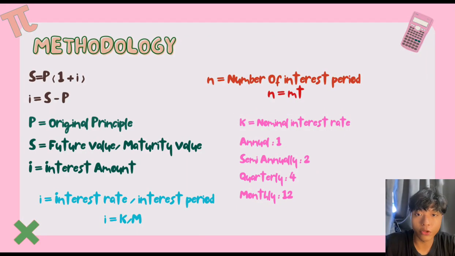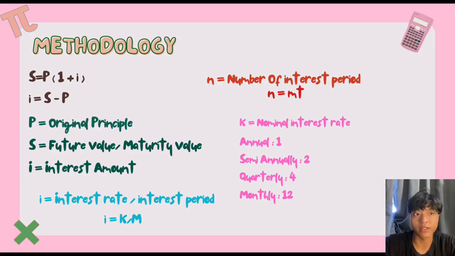Now let's look into the methodology or the formula that is used in compound interest. Let's start with the core formula: S equals P(1 + I). Here, S stands for the future or maturity value, the amount you will have at the end. P is the original principal, the amount you invest or borrow. I is the interest amount. To find the actual interest earned, we use the formula I equals S minus P.